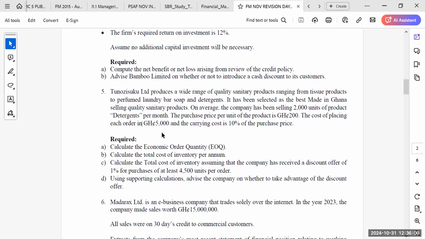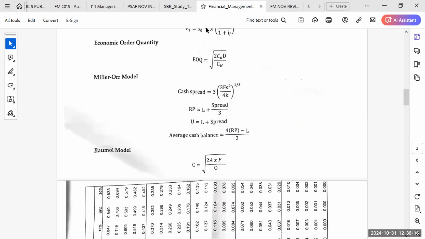Okay, so what is the economic order quantity? Calculate that. Let's go. Let me refer you to the formula sheet now. So the economic order quantity is this one.